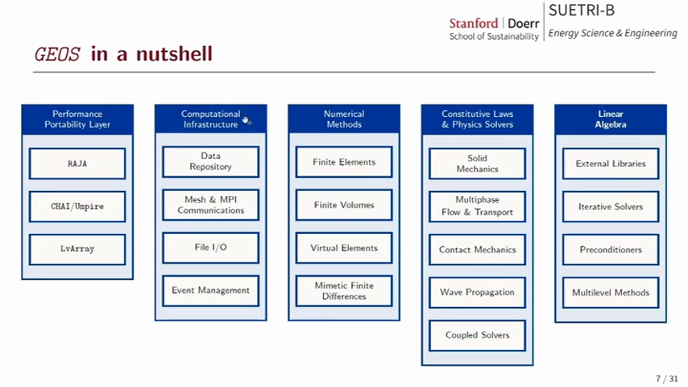There is a layer of computational infrastructure that handles the data repository internally, the mesh, MPI communications, the input and output of files, and the event management, because GEOS is an event-oriented tool. We have a layer of numerical methods: finite elements, finite volumes, and the polyhedral counterparts, virtual elements and mimetic finite difference. And I will explain a bit more on that. And we have, of course, a layer of constitutive laws and physics solvers that we can use to ultimately create large linear systems that we need to solve with a linear solver. That's why we need a final layer of linear algebra. So GEOS is a combination of these layers.